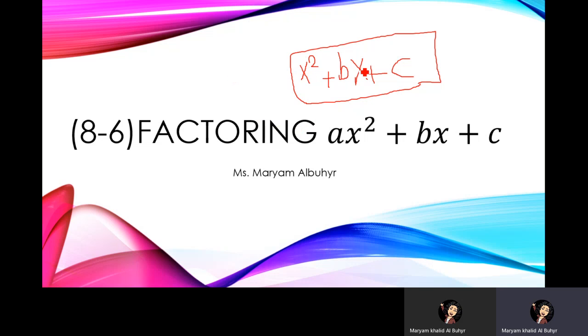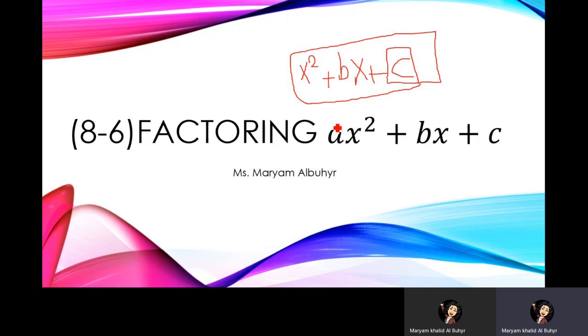So in the previous lesson, we learned how to factor this one, which means I will try to find two polynomials. Once I multiply them together to get this one, I will get this one. That's what we did. The procedure was, I will look for numbers that, once I multiply them, I will get C, and once I add them, I will get the number that's B.